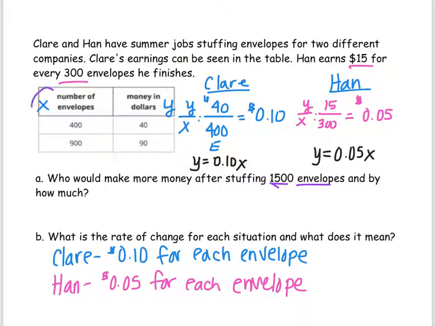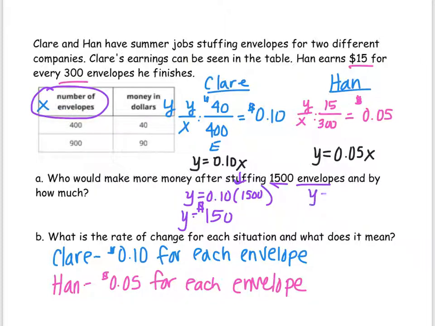And remember, my envelopes was my X value, so I'm going to plug in my 1,500 for X. I'm looking for the money, so I'm looking for my Y. So I'm going to do 10 cents times 1,500, my number of envelopes, and I get 150. So she is going to make $150.